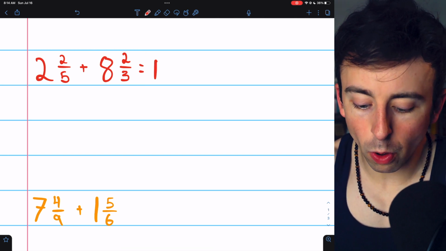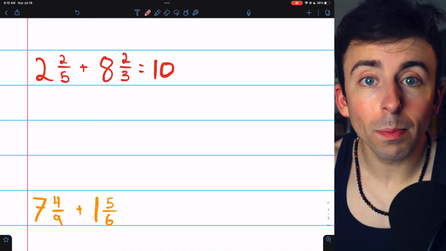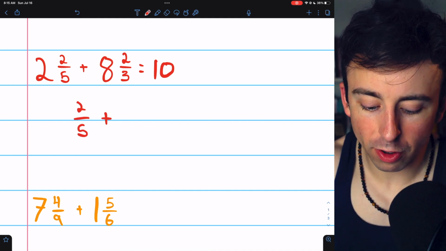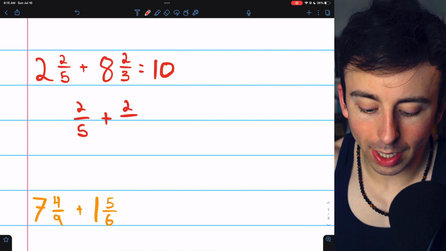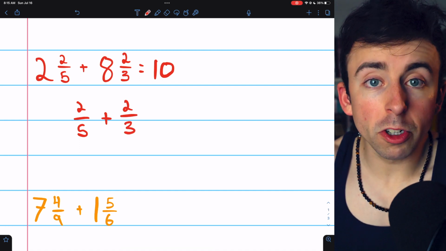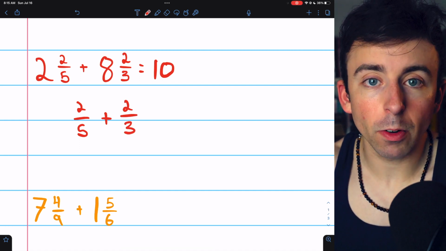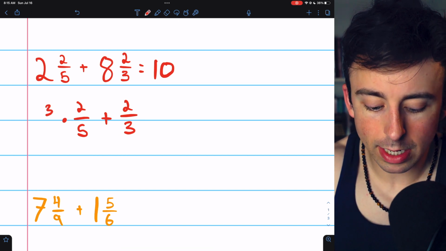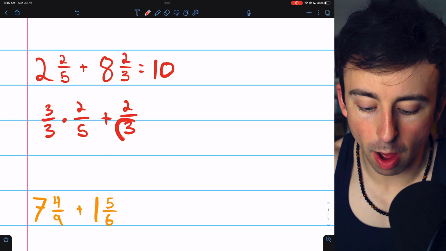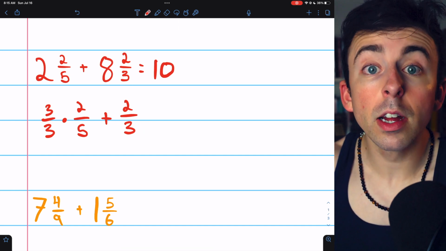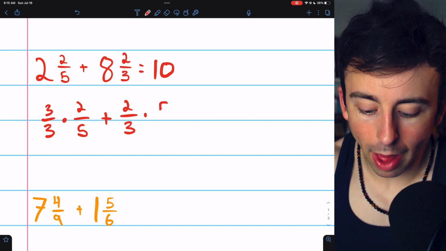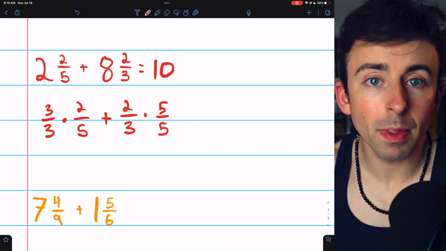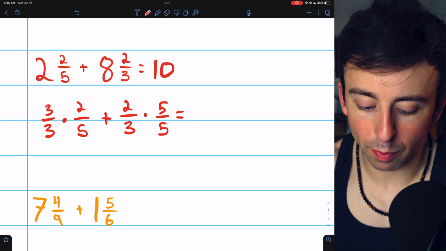First, we'll just add the whole parts together. 2 plus 8 is 10. Then we just have to worry about adding the fractions together. 2/5 plus 2/3. In order to add them, we need common denominators. So we can multiply the fraction on the left by 3 over 3. That's the denominator from the right. For the fraction on the right, we'll multiply it by 5 over 5, since that's the denominator on the left. Now both of their denominators will be 15.